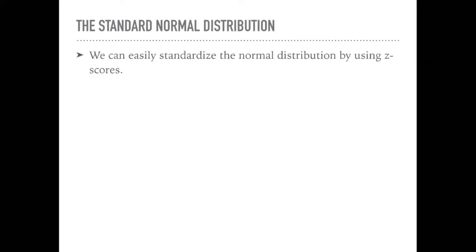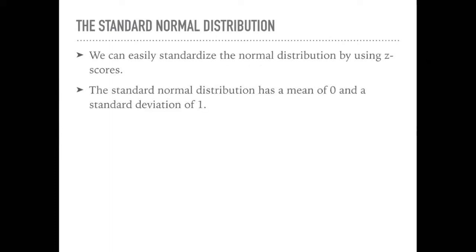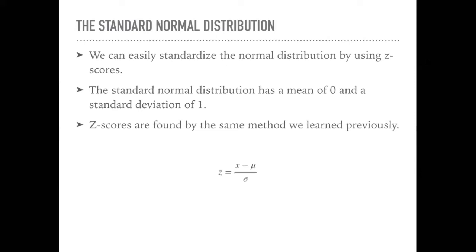So the standard normal distribution. We can easily standardize the normal distribution by using z-scores. We know z-scores, we're used to z-scores, and z-scores tell us how many standard deviations away from the mean a value is. Okay, so the standard normal distribution will have a mean of 0 and a standard deviation of 1. Now, z-scores will be found using the same method that we've used previously. So z equals x minus mu divided by sigma.